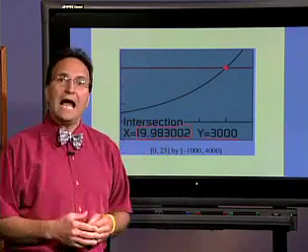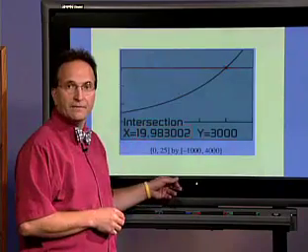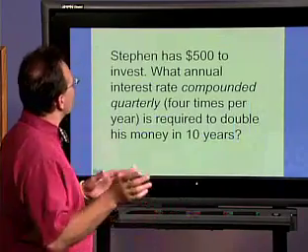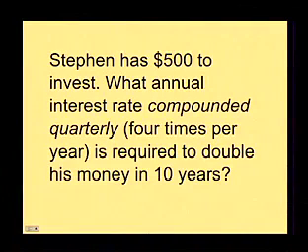What I'd like to do now is try an example in which we have to find the interest rate. So let's take a look. Stephen has $500 to invest. What annual interest rate, compounded quarterly, 4 times a year, is required to double his money in 10 years?